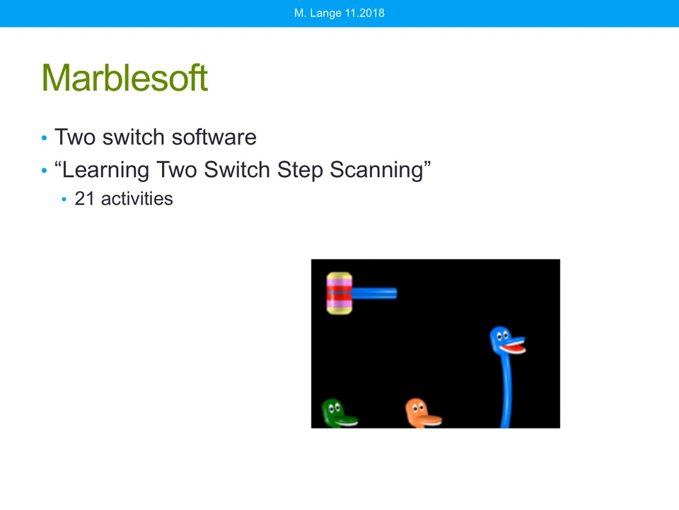Okay, MarbleSoft also has a program under their 2-switch software category called Learning 2-Switch Step Scanning, and that's exactly what you do. There's 21 different activities. Again, really awesome for clients because we can choose from a variety of activities, something that maybe really is exciting for an individual client, and move through levels of complexity to develop these skills for future use with more complex assistive technology.